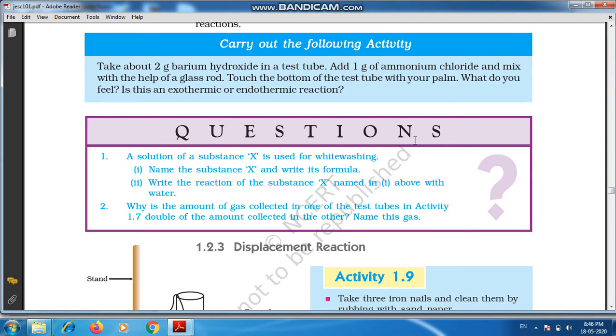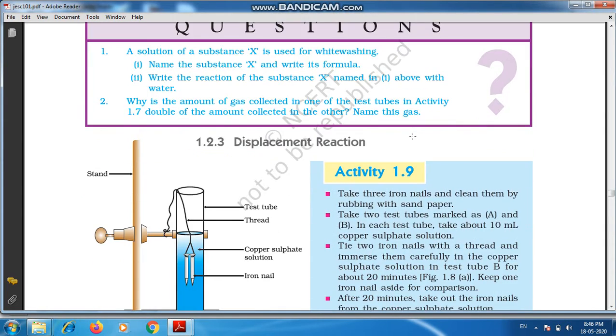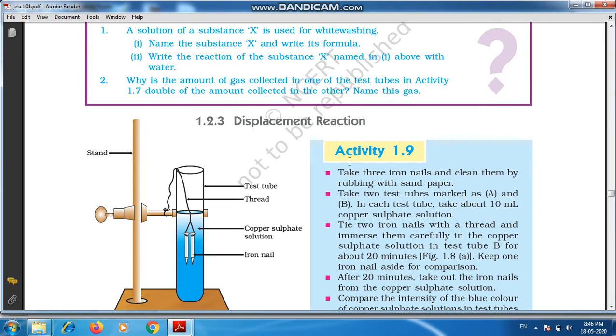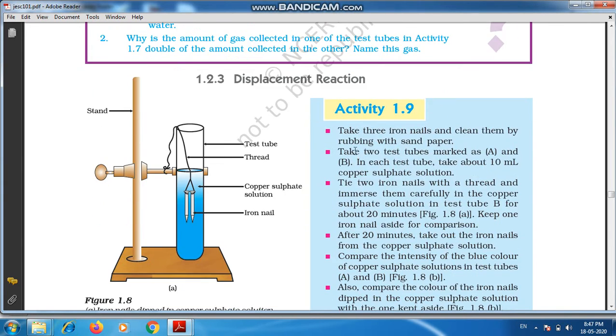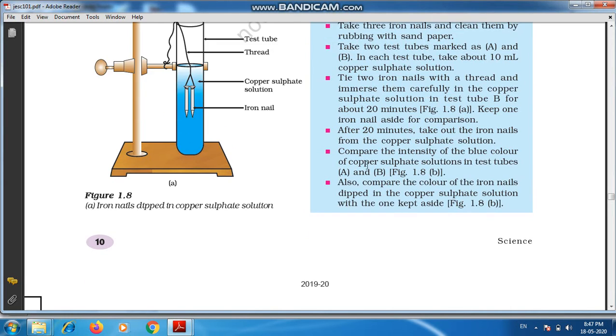Now let us move to the third type of chemical reaction discussed in our chapter, the displacement reaction. You can see activity 1.9 is being discussed over here. Three iron nails are there. Take two test tubes marked A and B. Take about 10 ml copper sulfate solution. Tie the two iron nails with a thread. Immerse them carefully in the copper sulfate solution in test tube B for about 20 minutes and keep an iron nail outside for comparison. After 20 minutes, take out the iron nails from the copper sulfate solution.